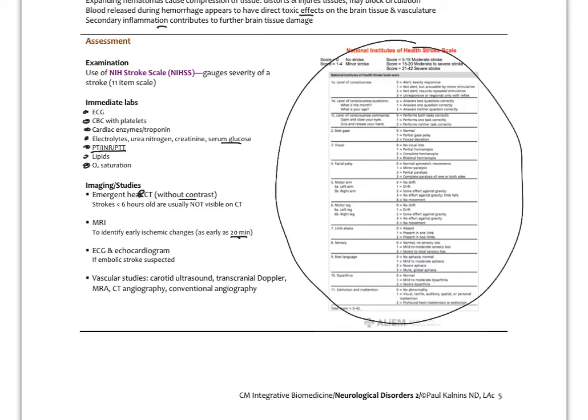MRIs take a lot longer, and they're a lot more expensive as well than a CT scan. ECG and echocardiogram, again, this is going to be checking the heart function. An echocardiogram is an ultrasound of the heart. So it's actually looking for the blood flow going through the heart, looking for any abnormal heart valves, looking for cardiac output, how much blood is coming from the heart. And then different vascular studies might be done, like a carotid ultrasound or a transcranial Doppler, to look at the blood flow in different parts of the brain. But typically the labs would be drawn, and the head CT would be the big thing here. So that would be all part of the assessment of a stroke.